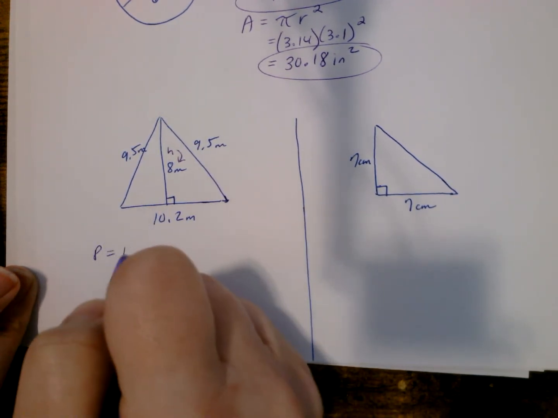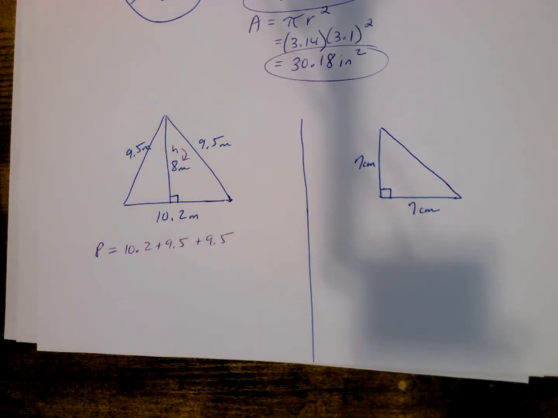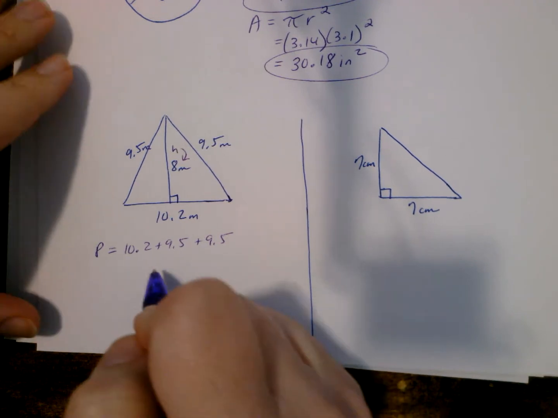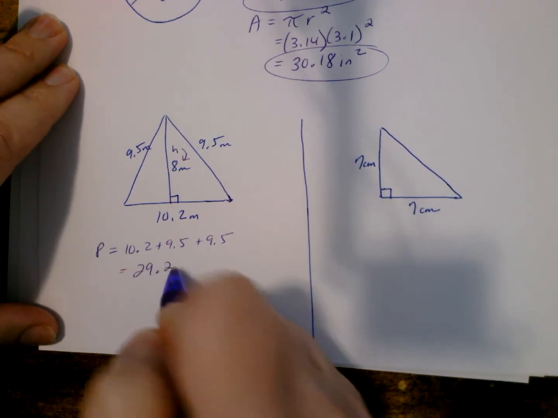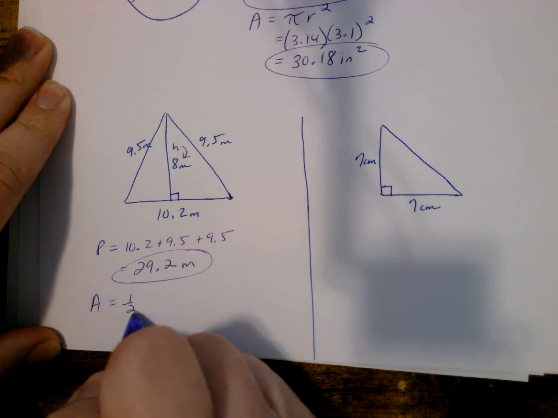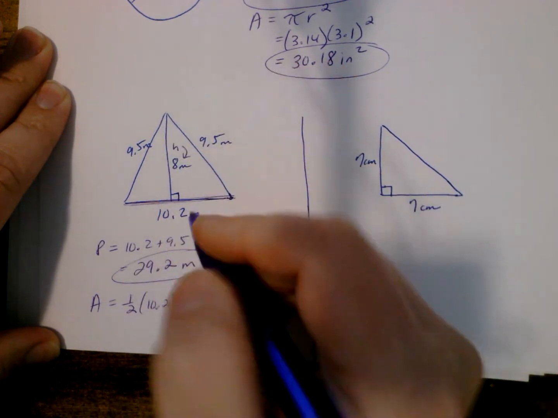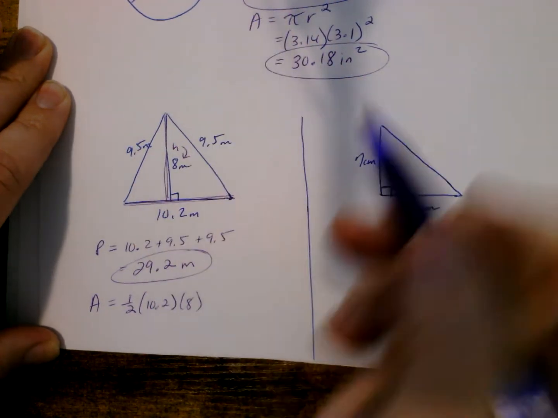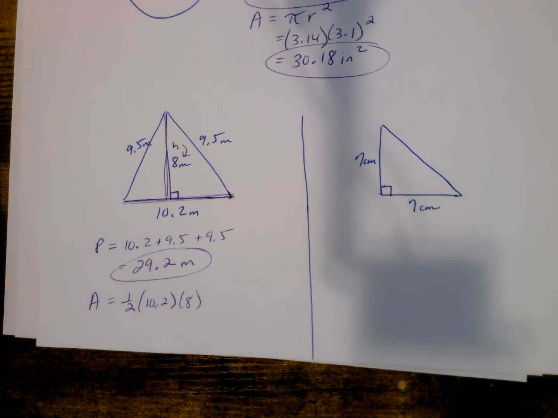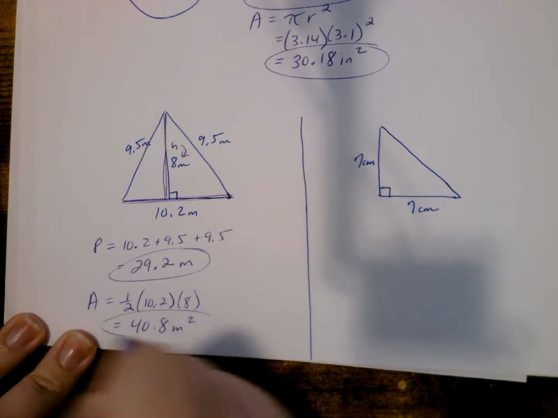So perimeter would be 10.2 plus 9.5 plus another 9.5 plus 9.5 gives me 29.2. And that would be meters. Area, remember, is 1/2 the entire base times the height. And it doesn't matter how you put that in. I usually just do 0.5 times 10.2 times 8, and I get 40.8 meters squared.